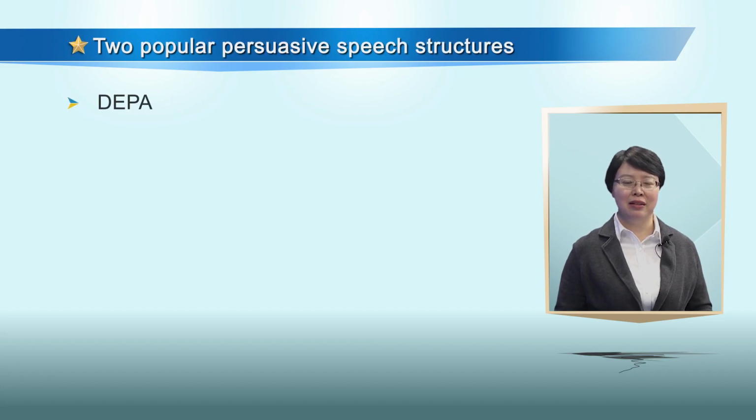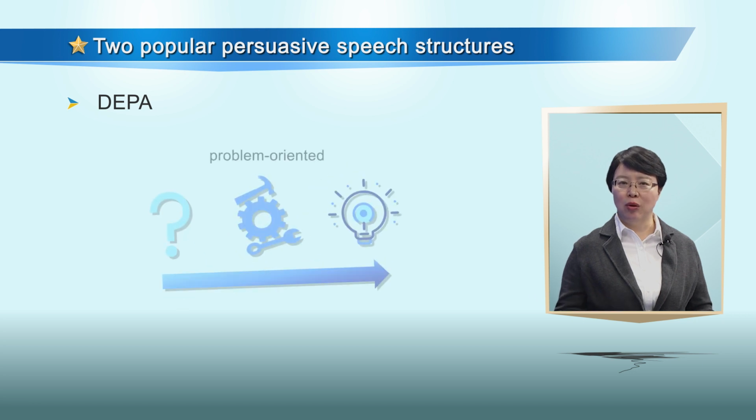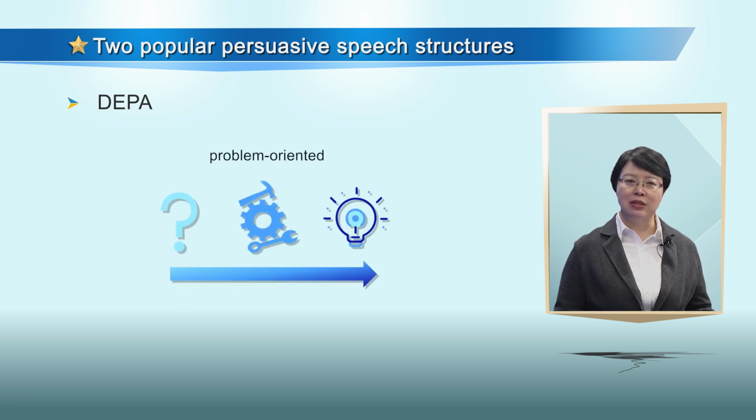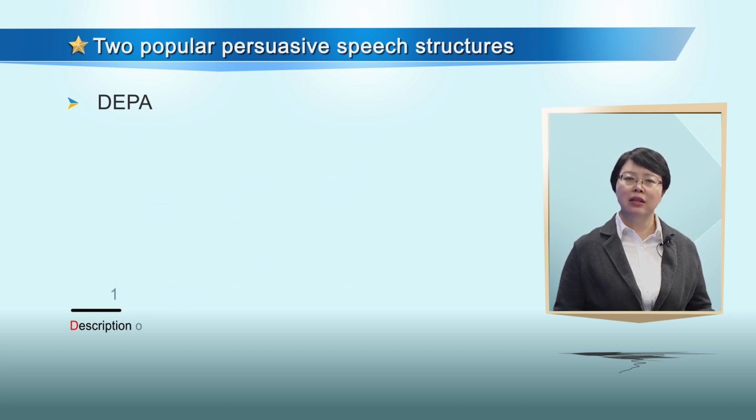In addition to Monroe's motivated sequence, you have another option to organize your persuasion. I call it DEPA. The structure is problem-oriented. Look at the following steps. Step 1, description of a problem. That's D. You introduce a phenomenon related to a problem or how serious the problem is, to arouse their attention and make them feel there's a need to solve the problem.